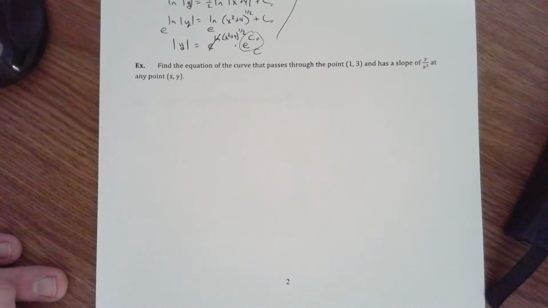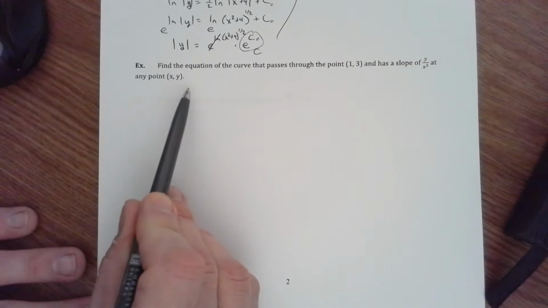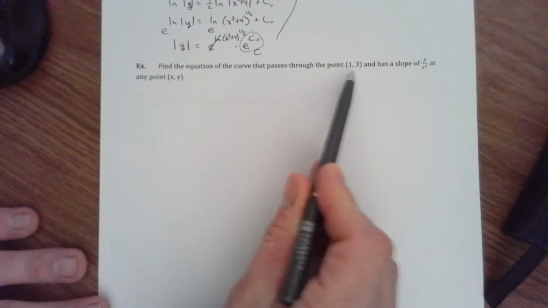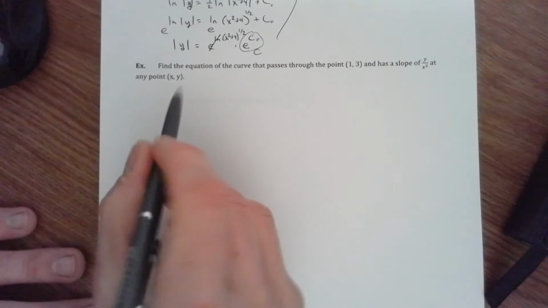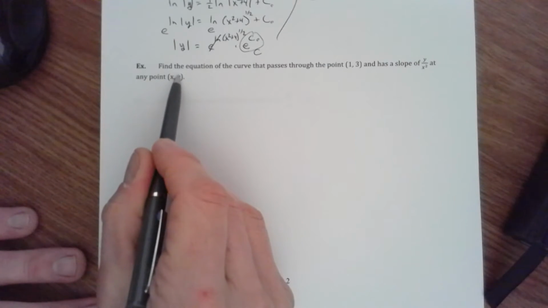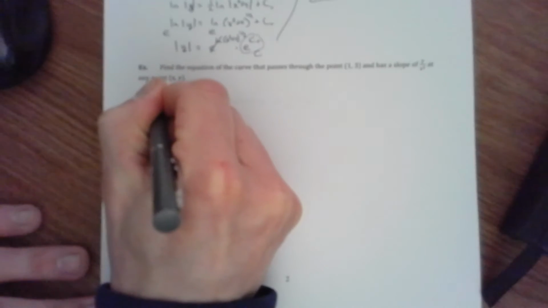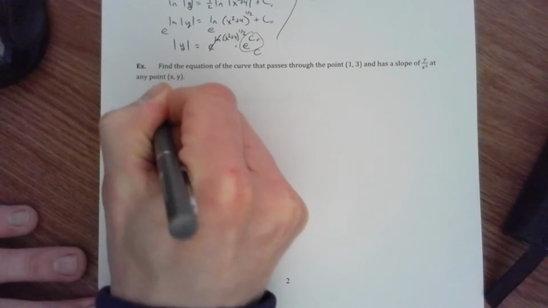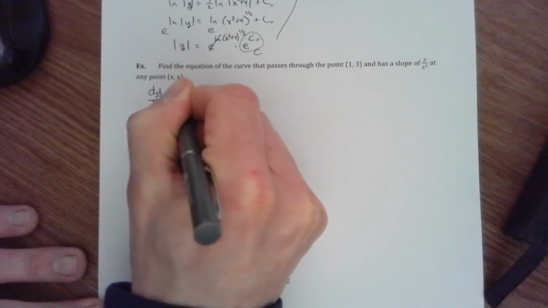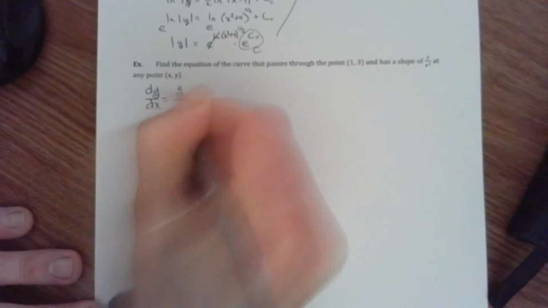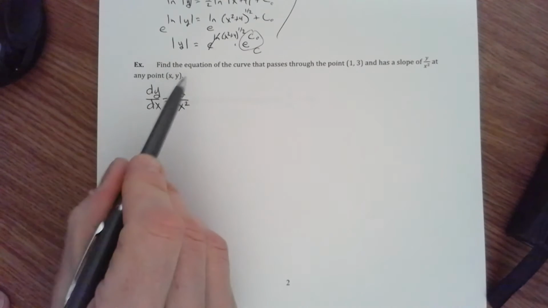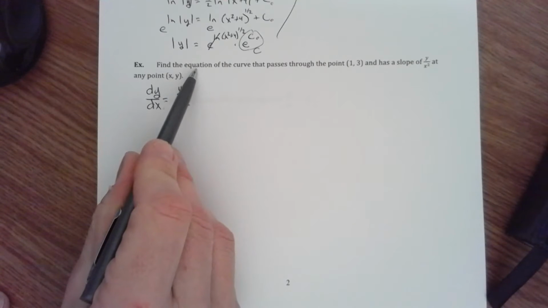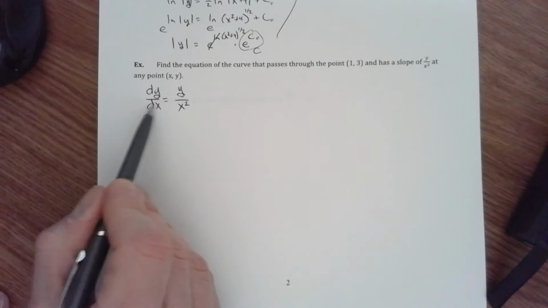So the first thing we're going to do in this example on the bottom of page 2 is find the equation of the curve that passes through the point (1, 3) and has a slope of y over x squared at any point (x, y). So really, it's the same technique we've been using the last couple days, with the exception of them not directly identifying dy/dx as y over x squared. Since that y over x squared represents the slope of any tangent line, or the slope of the original curve, then that means that y over x squared is the differential.